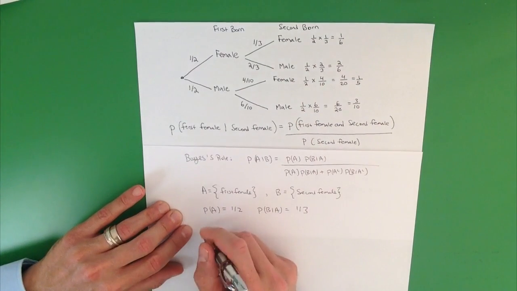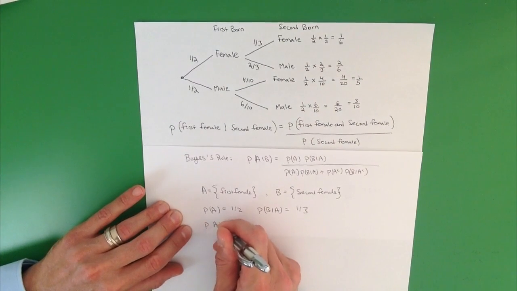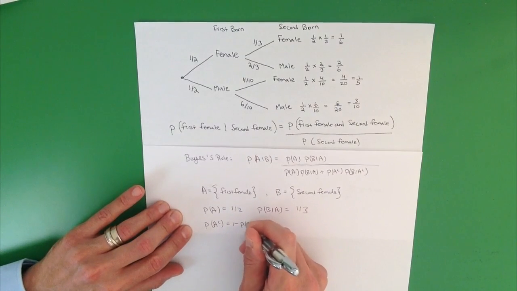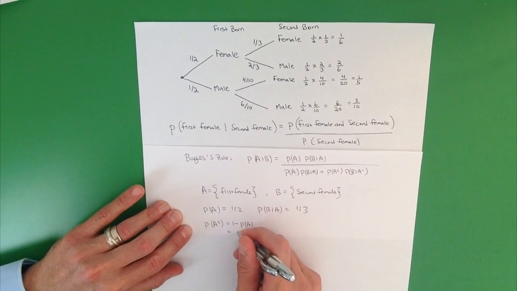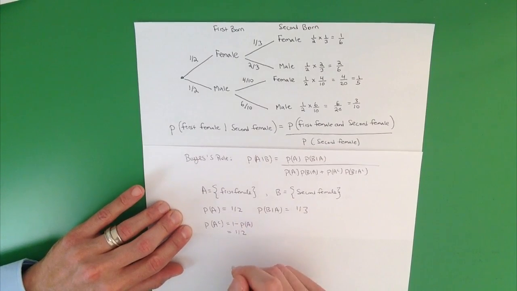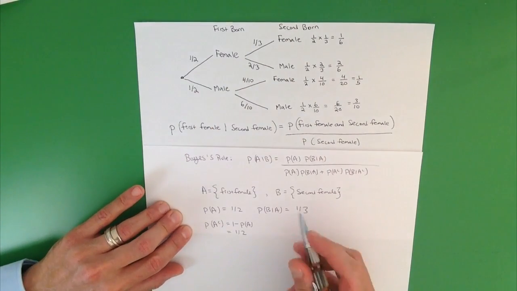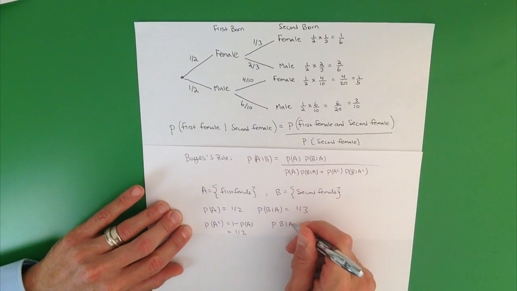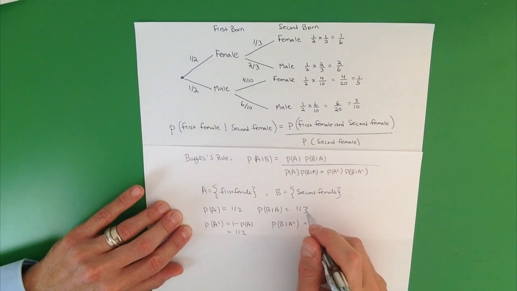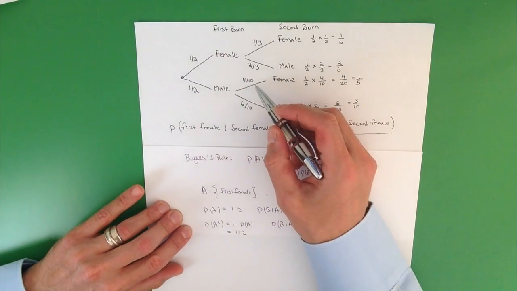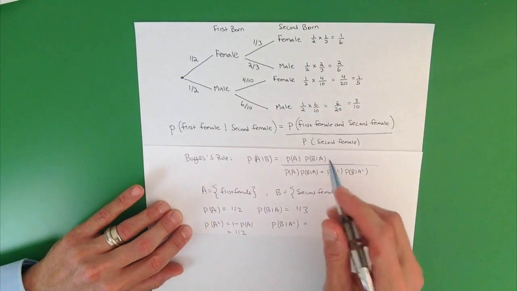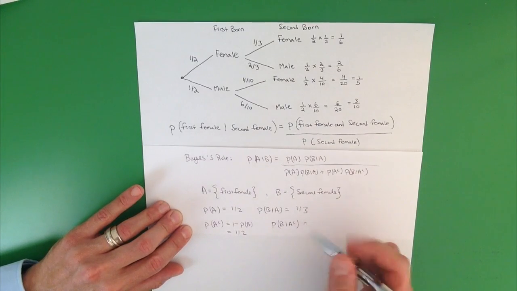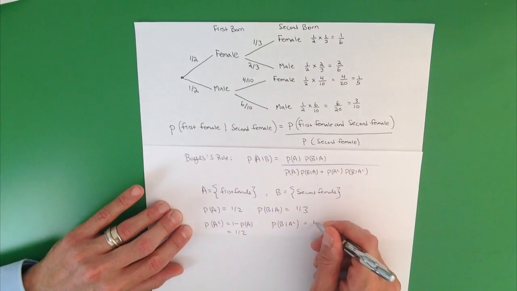And then the last thing we'll need is the probability of A complement, which is just 1 minus the probability of A. In this case, that's equal to 1/2, or that's just this part of the tree. And the probability of B given A complement, which is just this part of the tree. That's also the probability that the second child is female, given that the first child is male, which is right here, again, 4 out of 10.